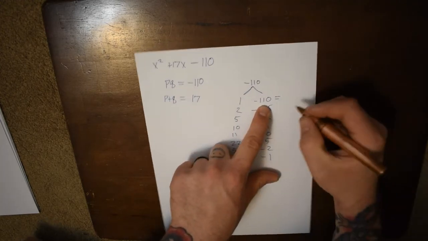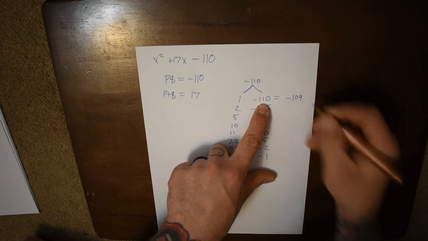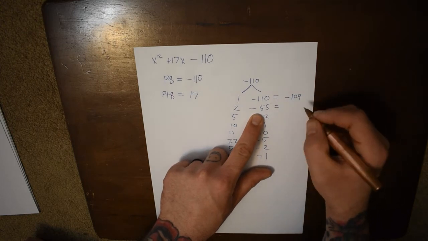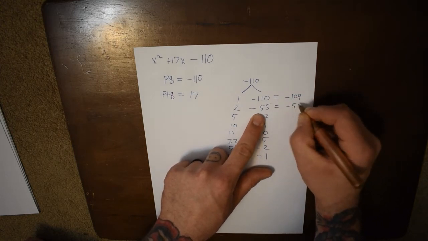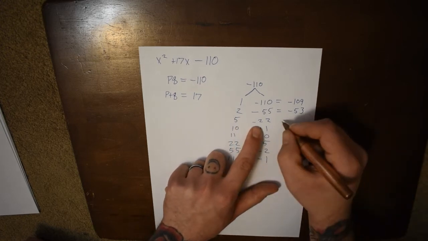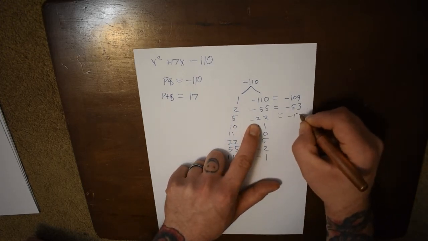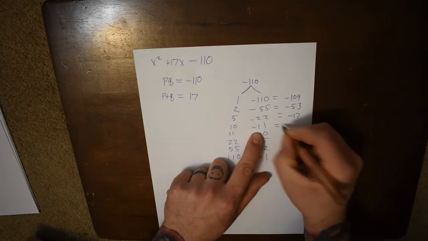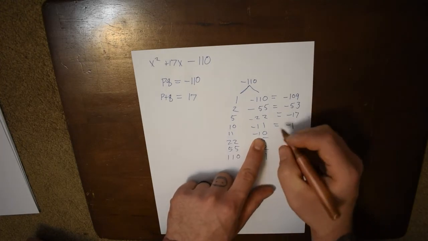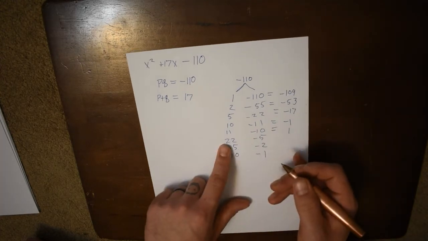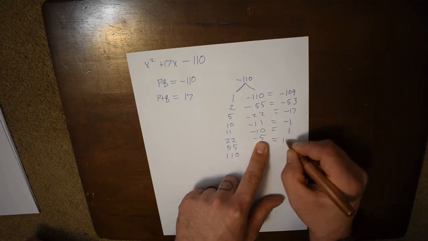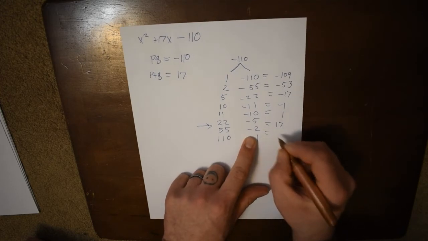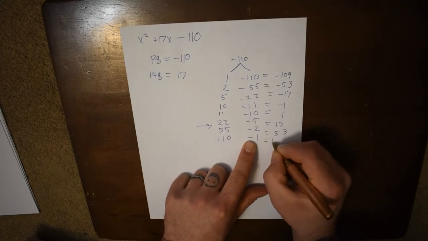1 take away 110 is negative 109. Now 2 take away 55 is equal to a negative 53. 5 take away 2 is equal to a negative 17. Close, but we're looking for a positive 17. 10 take away 11 is equal to negative 1. 11 take away 10 is equal to a positive 1. 22 take away 5 is equal to a positive 17, and that's what we're after. Just to finish for good measure, 53 and 109.